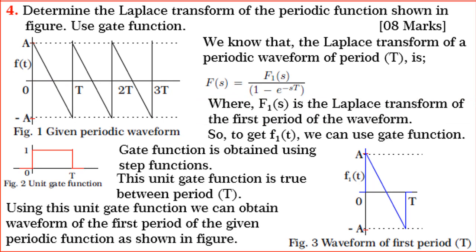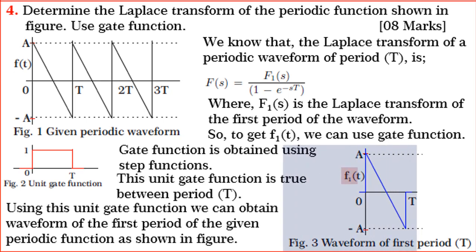So, to get f1(t), we can use gate function. Friends, gate function is obtained using step functions. During time other than 0 to T, the function is 0. So, unit gate function is shown in figure. Using this unit gate function, we can obtain the waveform of the first period of the given periodic function as shown in figure. Let us call this function as f1(t).